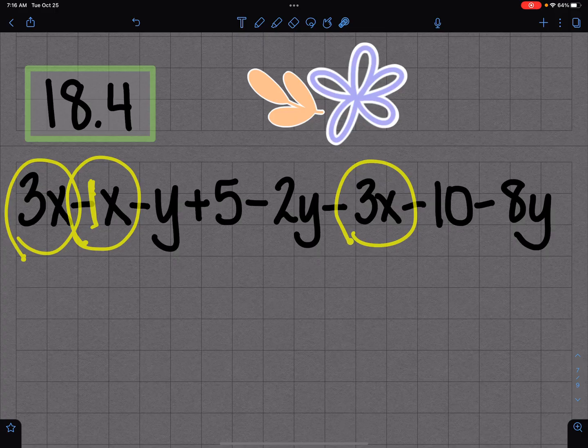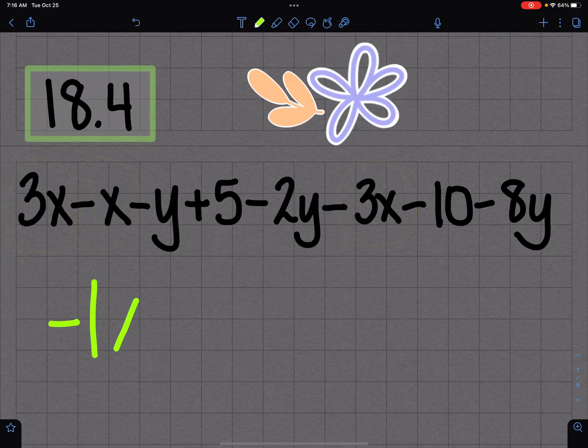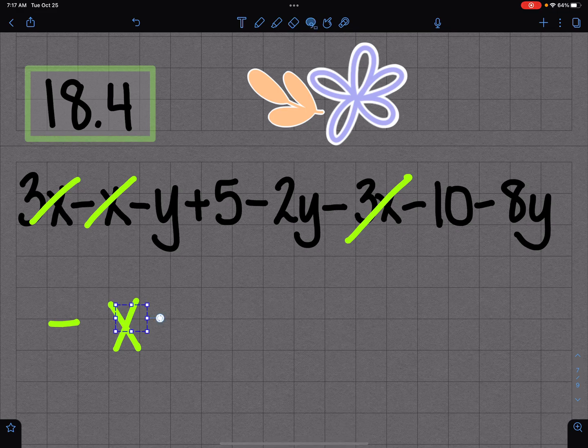Okay, so 3 minus 1 is 2 plus a -3. Wait a minute. No, 3 minus 1 is 2. 2 minus 3, positive 2 minus 3 is a -1. So I'm going to write -1x. But guess what? I don't need that 1. That's just an extra number. So let's just make it -x. Bam. And I got rid of 3 terms all in one shot.